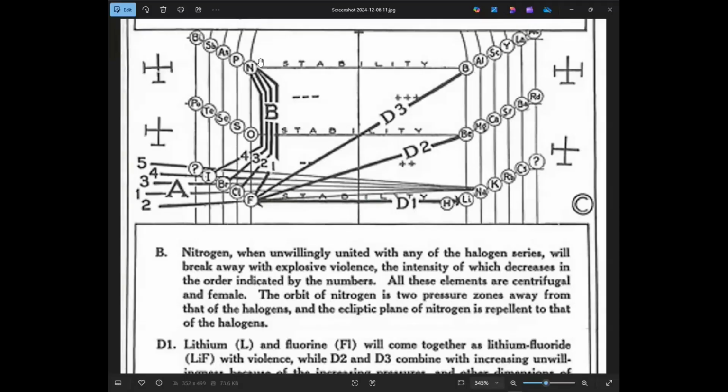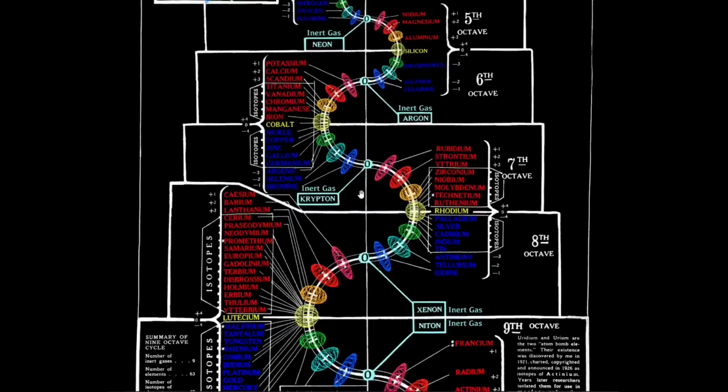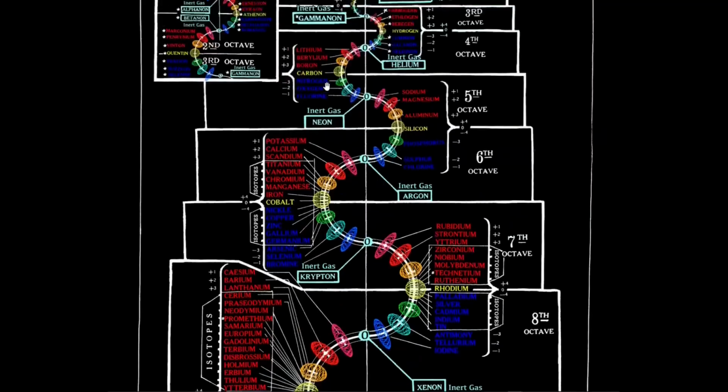Let's see. Nitrogen is up here. I like to look on the periodic table just so I know what we're talking about. Nitrogen would be in the 3rd pressure zone, so that's a -3. Here is nitrogen right here, the green at -3.